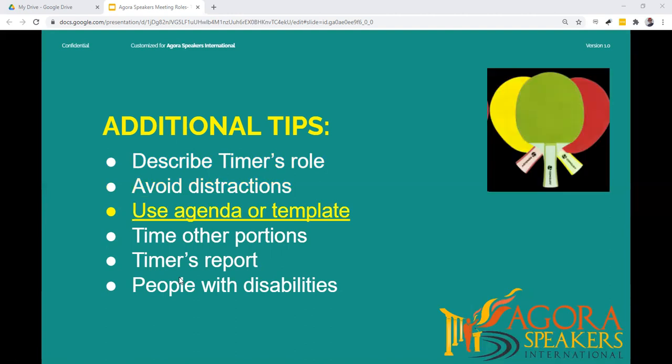In a meeting, there can be lots of different parts to time. In general, it is recommended to use a template or a meeting agenda in which all the timing information is written down. You can find an example of a meeting agenda or timing template on the Agora site.